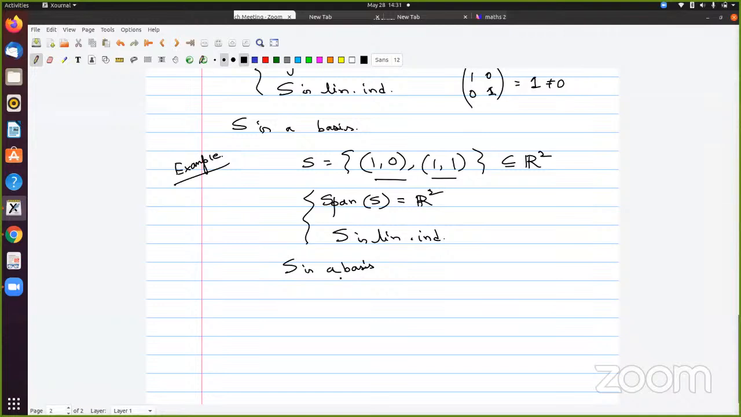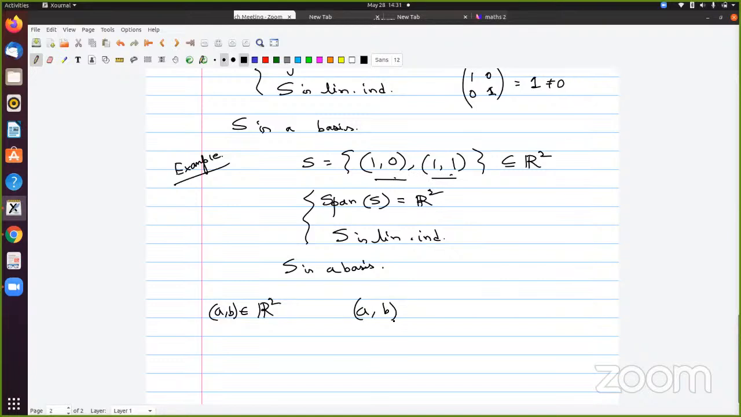It's better to give the proper explanation. So take any vector of R2. That will be of this form, right? Now, suppose some of these, let's say (1, 0) and (1, 1).